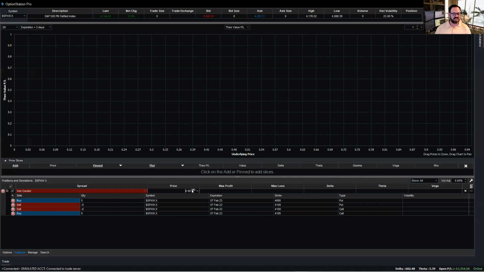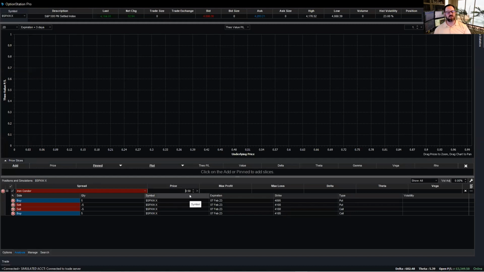So in this case, I think the premium I collected today was about 45 cents, 50 cents. So we go to 50 cents right there for the price, and it's not going to show everything right now, but the max profit would be the premium collected. The max loss in this situation would be $450, right?